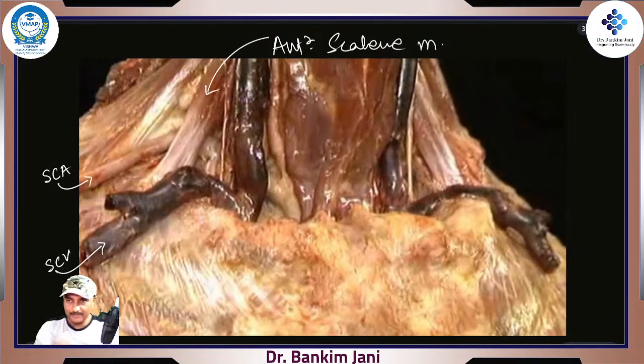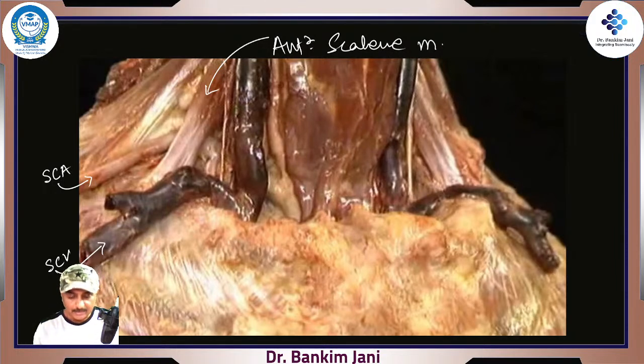Nutrient artery for clavicle, yes, yes. They are. Okay. So anterior scalene muscle, right? Now see the subclavian artery, it is behind anterior scalene, and this subclavian vein is in front of anterior scalene.